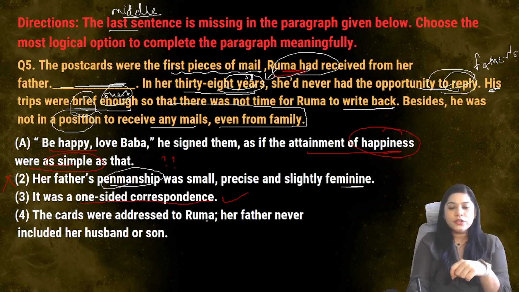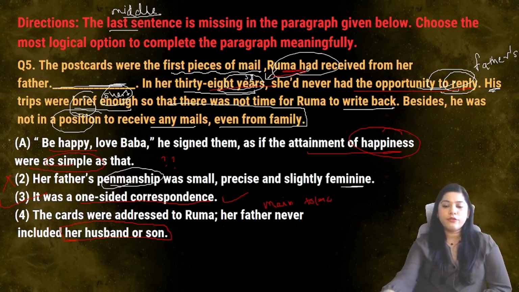The cards were addressed to Ruma. Her father never included her husband or son. We don't know again, right? Because then we are saying in her 38 years she had never had the opportunity to reply. So which of the following options is much more relevant? I think the third goes more with the main topic as well as the lines around it, isn't it? So 3 rather than options 1 and 4.